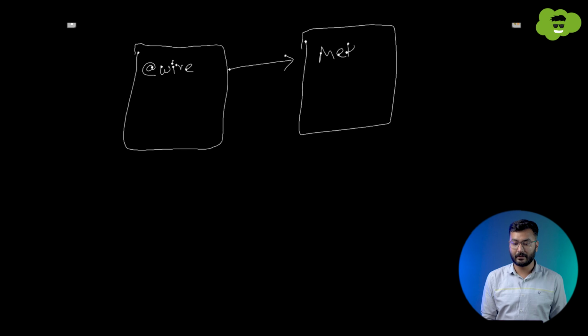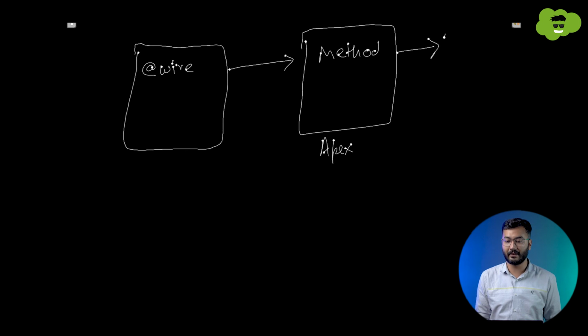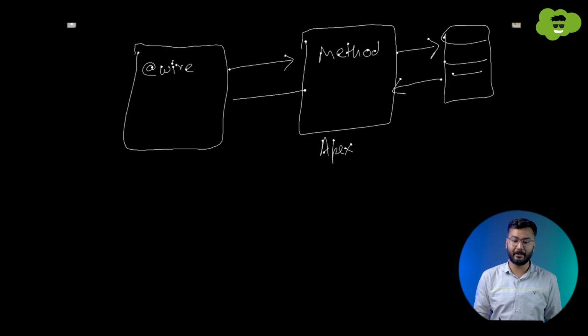method of an Apex class. And in that method, you can write code for retrieving the data from the database. So this method will be retrieving the data from the database. It will be giving that data back to Apex, and then Apex will be sending that data back to the LWC component. So basically, the wire decorator is used to fetch data from the database, or if you want to do any kind of operation with the Apex class, then we can use the wire decorator.